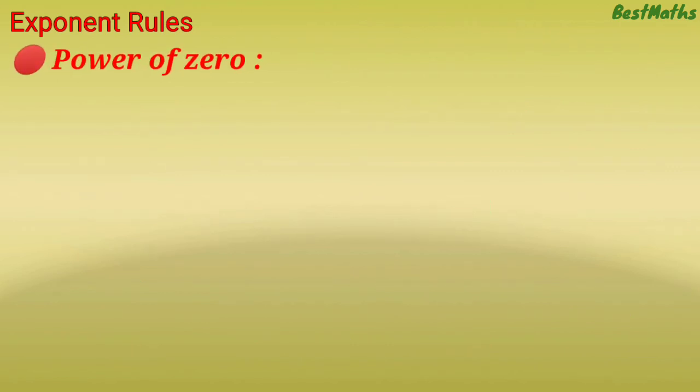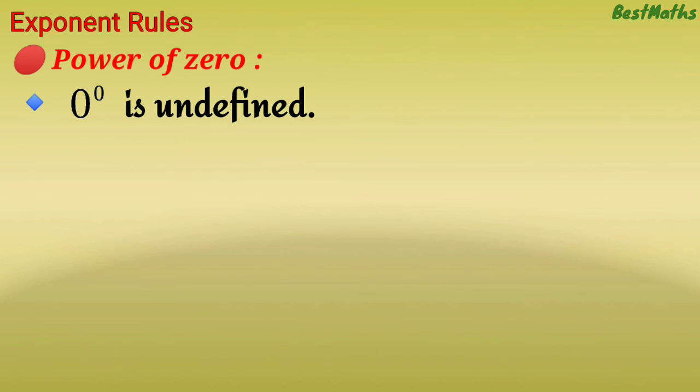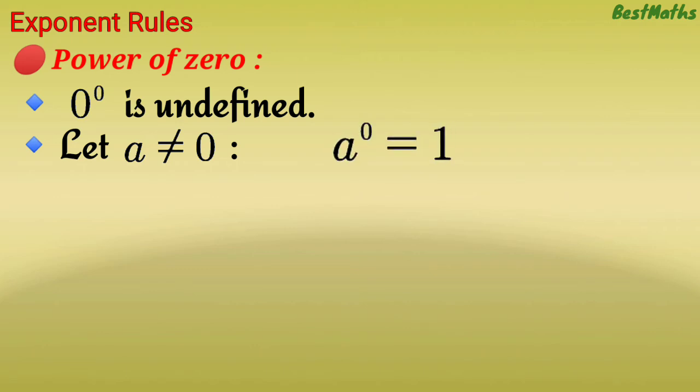The next rule is about the power of 0. What happens when I raise a number to the 0th power? First, 0 to the 0 power is undefined. Now, let a be a non-zero real number. A to the 0 power is always equal to 1.